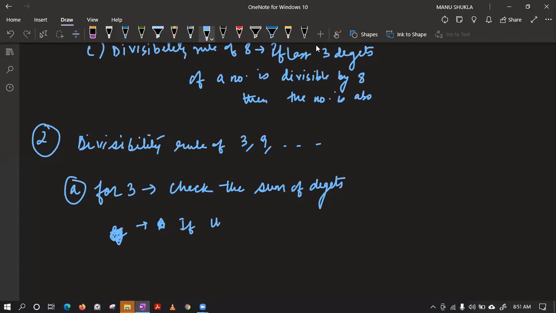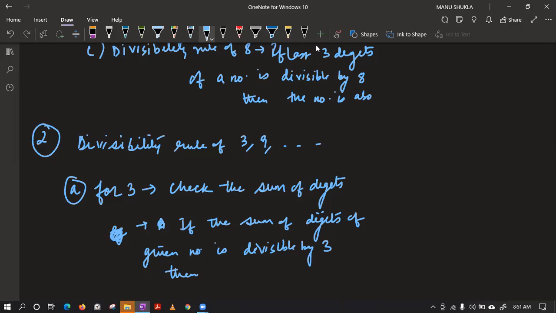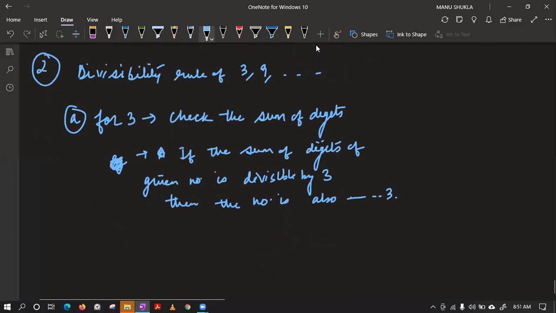So you have to do it like this. If the sum of digits of the given number is divisible by 3, then the number is also divisible by 3. The spellings may be wrong because I'm doing it just for your understanding. That's it.